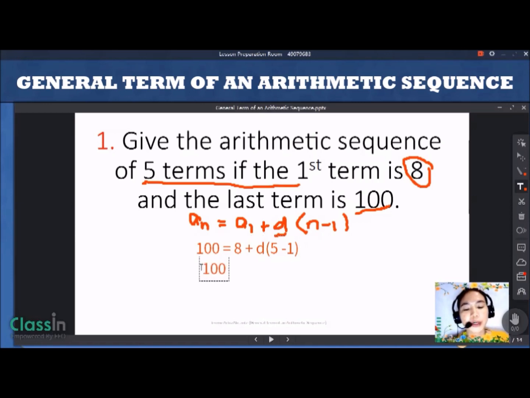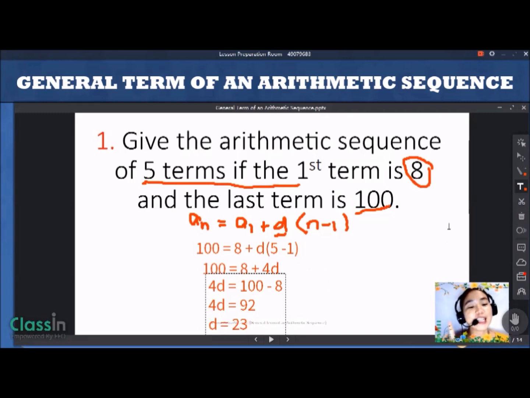Now, continuing further, we're going to have 100 is equal to 8 plus 5 minus 1 is 4. Multiply it by d. That will give you 4d. Now, following our different properties of equality, we're going to have 4d is equal to 100 minus 8, or 92. So 4d is equal to 92. If we're going to divide both sides by 4, d will be equal to 23. So that is the common difference.